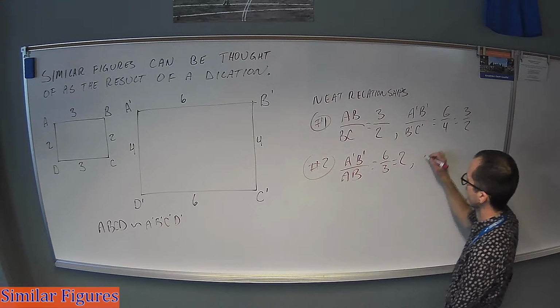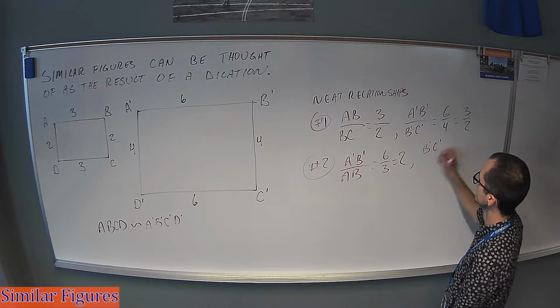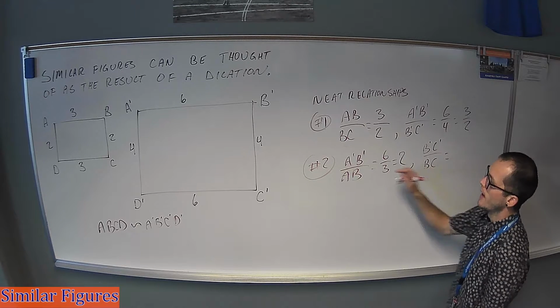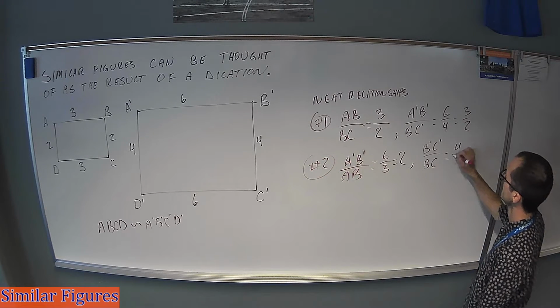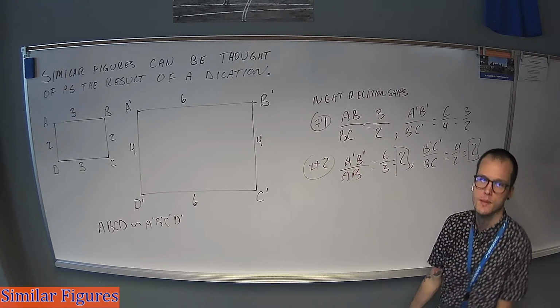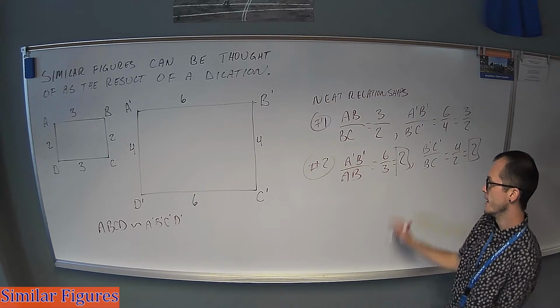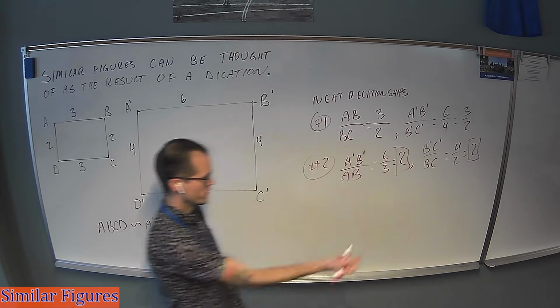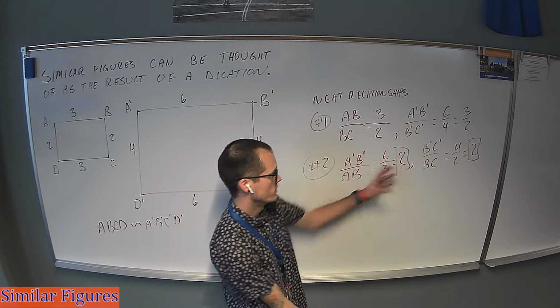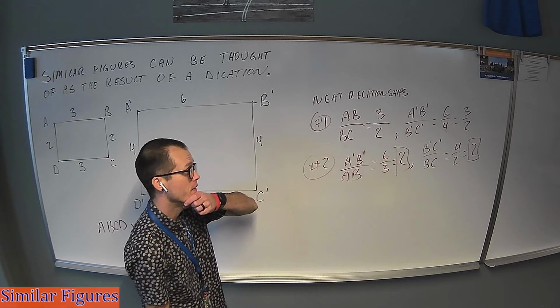B prime, C prime over BC. And that's 4/2, which of course is also 2. The ratios are the same. They're proportional. Again, this one stems from the fact that one's just a dilation of the other one by a scale factor of 2. So it's doubling in size all the way around.